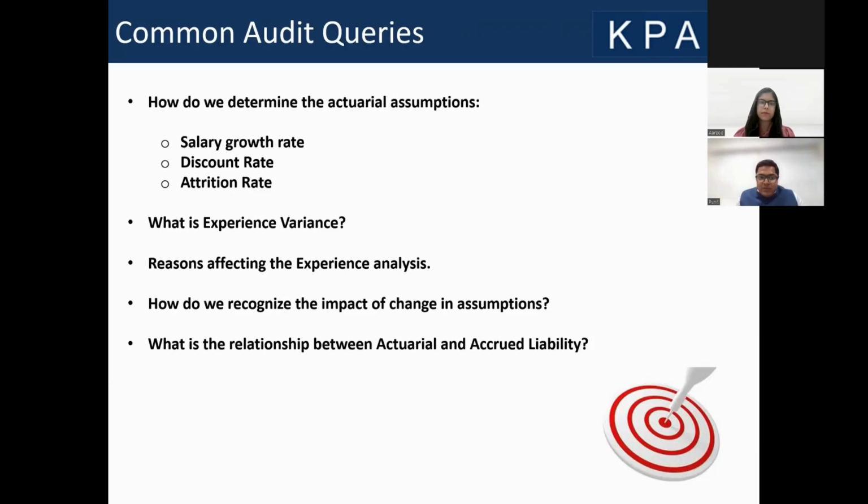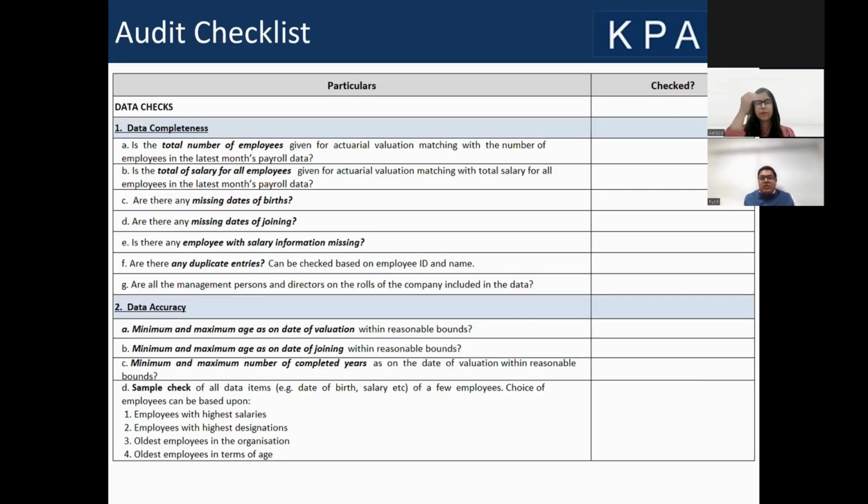And as we promised during the webinar promotion, in the next slide, we have the snapshot of the audit checklist. This audit checklist is for both auditors as well as the management, and I believe both will find it useful when reviewing the actuarial valuation reports. The checklist contains all the essential checks related to the data, assumptions, and how to validate the actuarial valuation results.